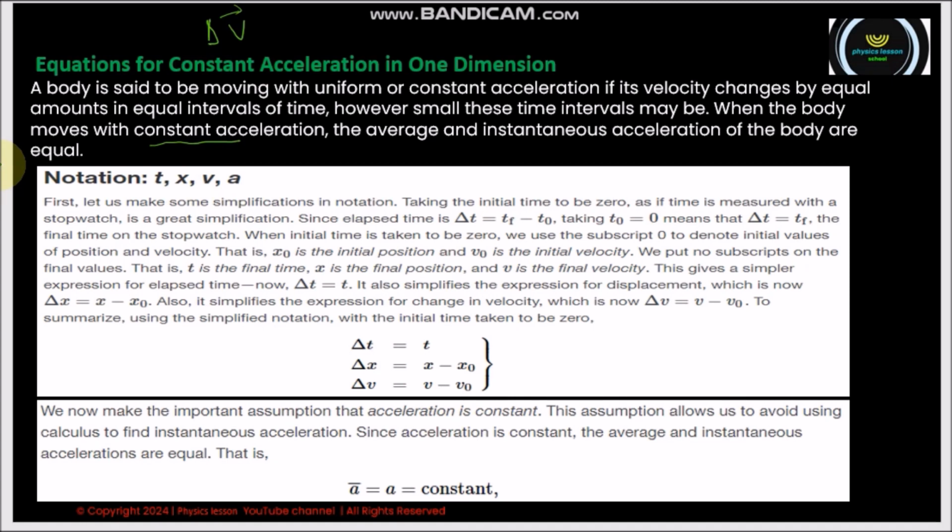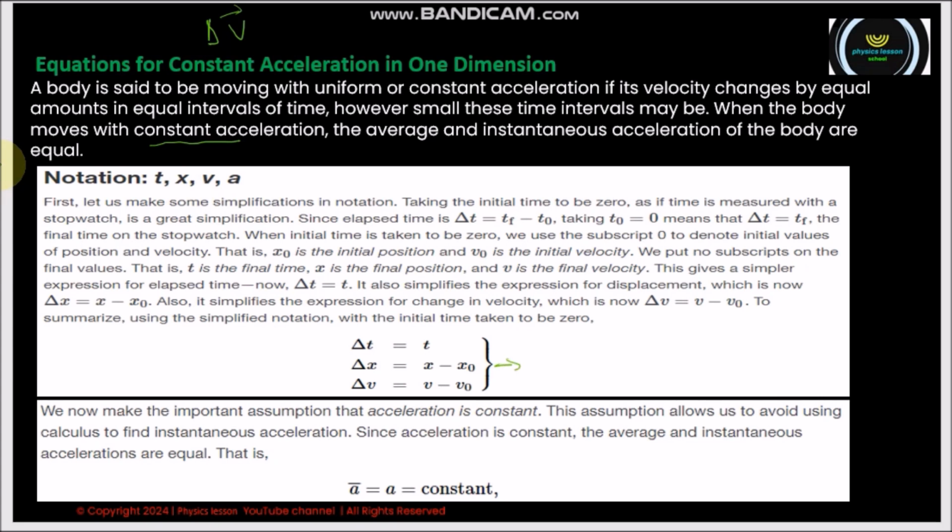Here are some notations. Here is t, the time, x, the displacement, v, the velocity or the average velocity, and a, the acceleration. It's already known. This change in t, we can take it as t, because otherwise it starts from zero. This change in x is the displacement.